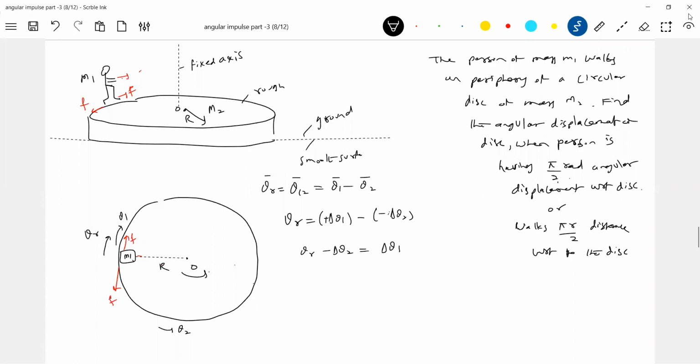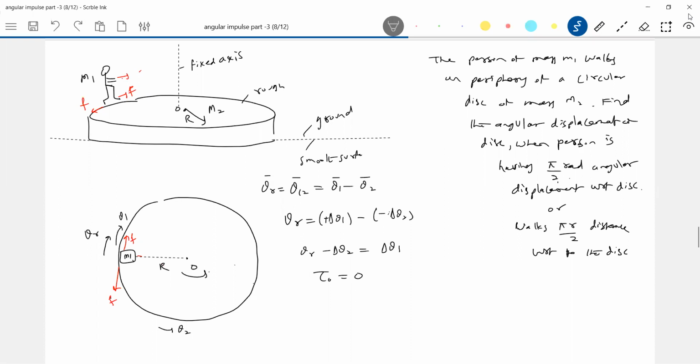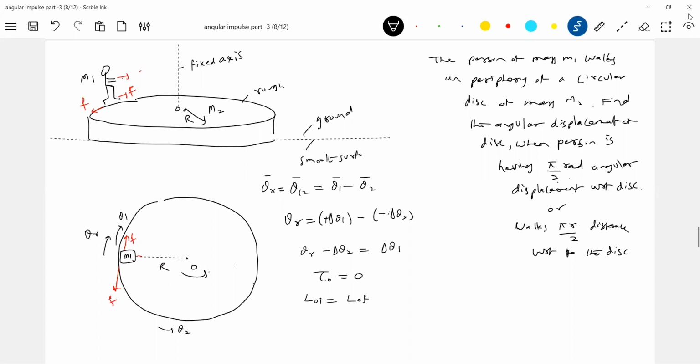Okay, let's come to that. What is the net torque acting on the system about O? It will be 0. So therefore, as the net torque is 0, the angular momentum should be conserved. But sir, we don't have angular velocity, we have angular displacement. I think the same formula we can write. Initial angular momentum about the axis passing through O, final angular momentum about the axis passing through O. Initially the person and the disk are at rest. As the person starts walking on the periphery, the disk will start rotating.